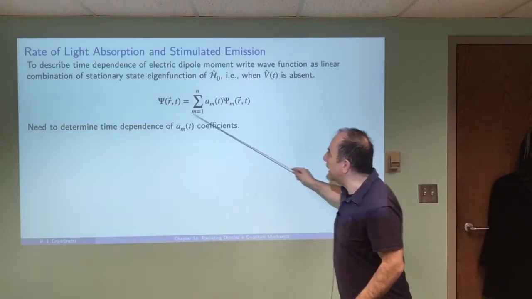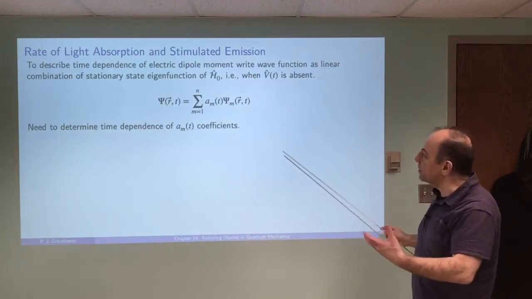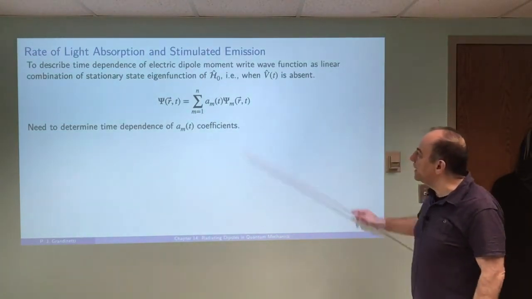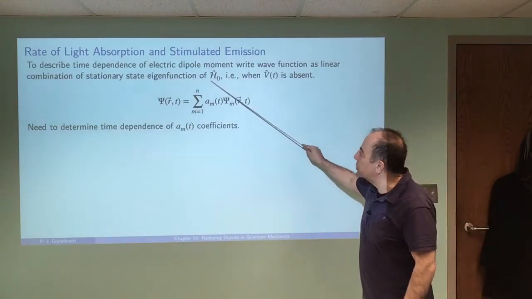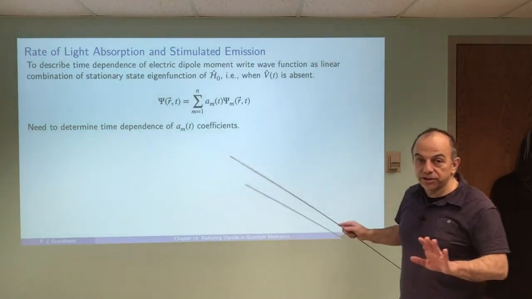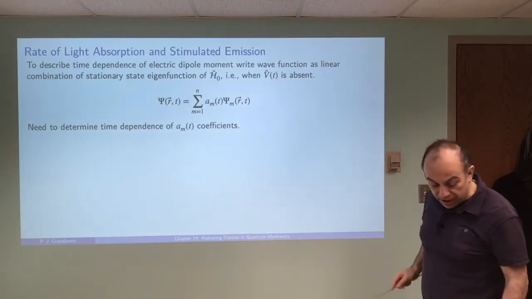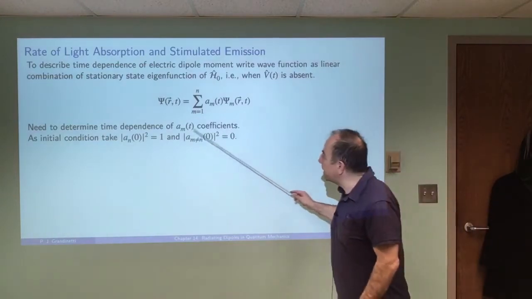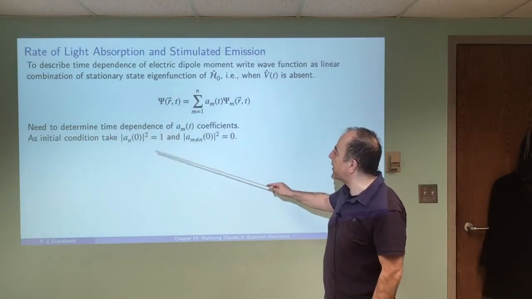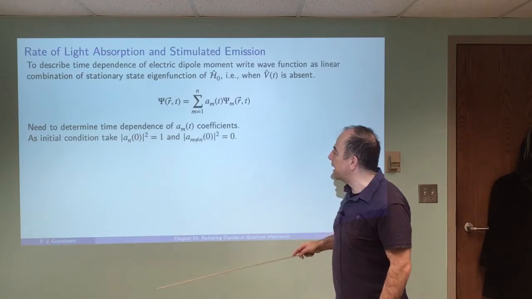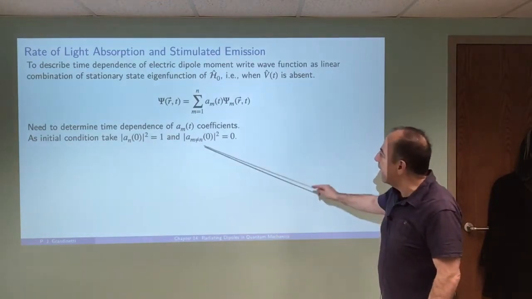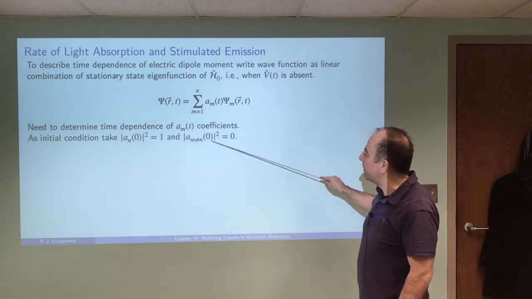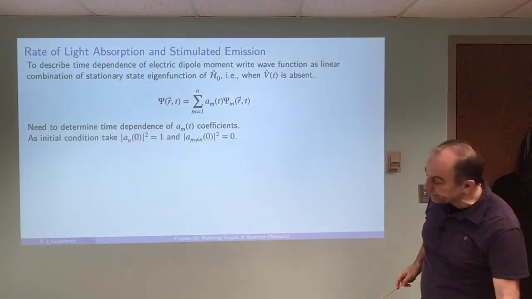So we can imagine then that the state of our system, our wave function, is some linear combination of these energy eigenstates associated with the Hamiltonian when there is no perturbation present, so that when there's no light shining on our atom or molecule. And so what we're going to take is some initial condition where we start out in one particular energy eigenstate. Here we're going to say n, and we're going to have all the other energy eigenstates in this linear combination be 0 at time 0.